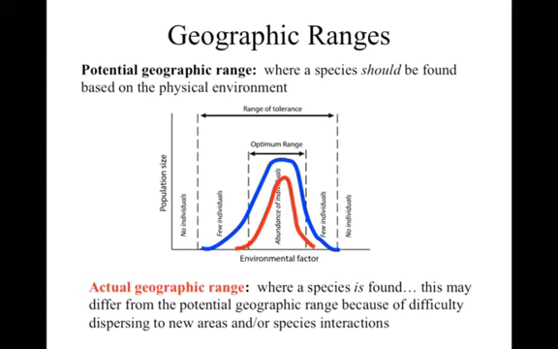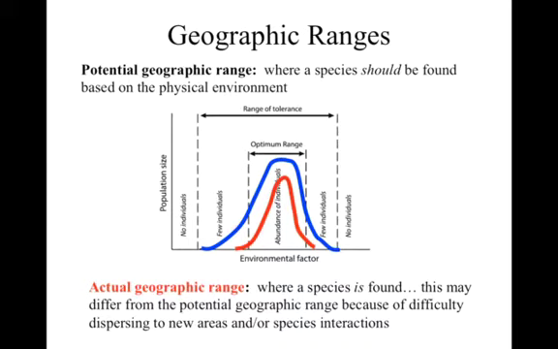And that's because of, again, species interactions. So if only a few are eking out a living, and then they have to start competing with some other species, then maybe there's none eking out a living anymore. The other reason that you find the actual geographic range smaller than the potential geographic range is because sometimes species have difficulty dispersing to new areas.